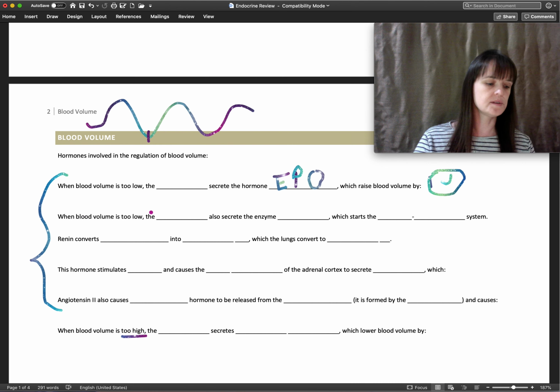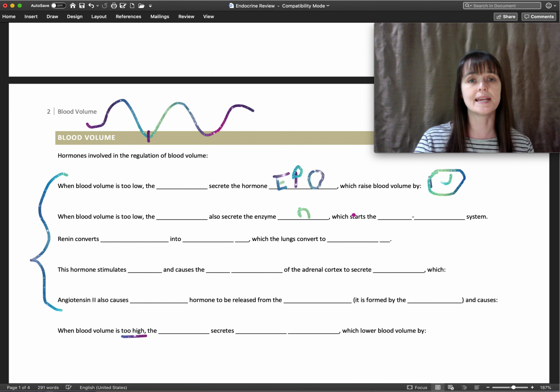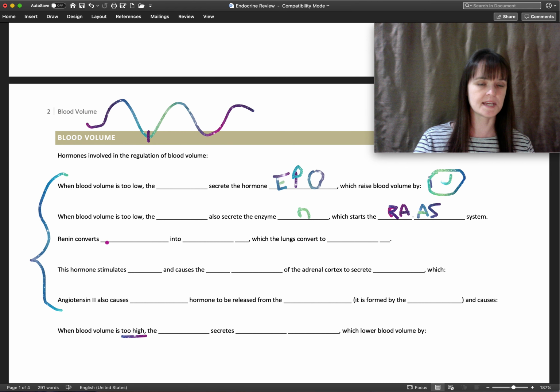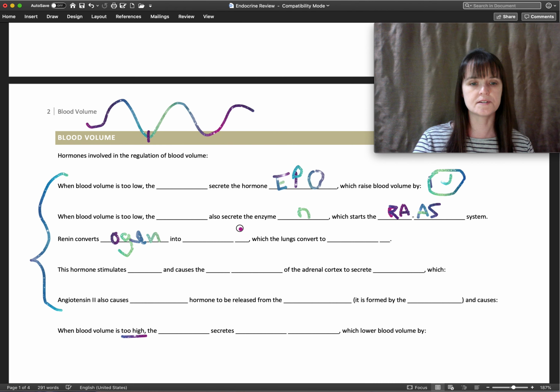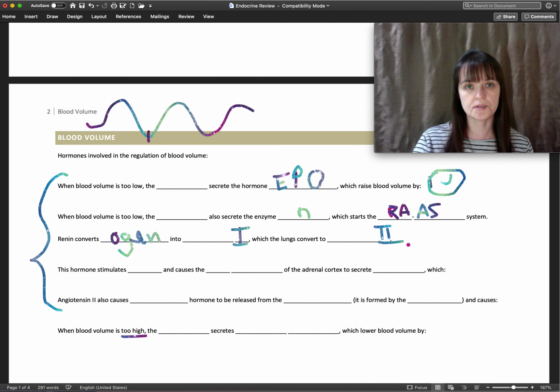When blood volume is too low, the kidneys also secrete the enzyme renin, and remember this one is R-E-N-I-N. R-E-N-N-I-N, rennin is something else entirely, and we'll get to that when we do digestive. This one's R-E-N-I-N, renin. And it starts the renin-angiotensin-aldosterone system. Make that a capital R. There you go. And renin converts angiotensinogen into angiotensin 1, and the lungs convert that to angiotensin 2.